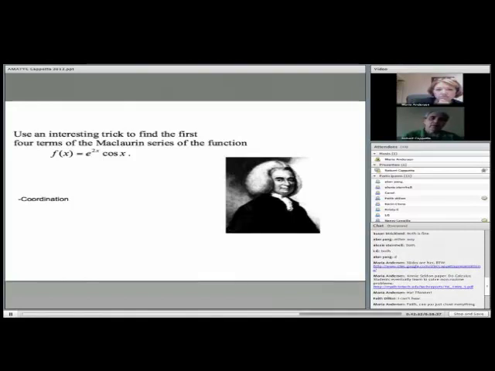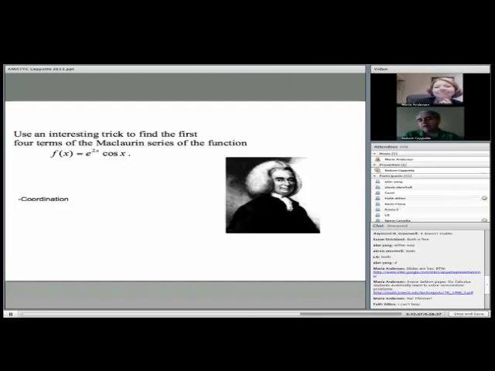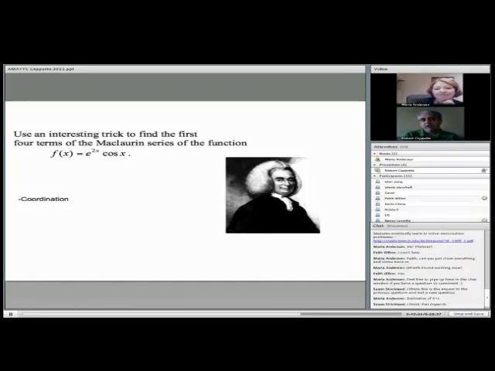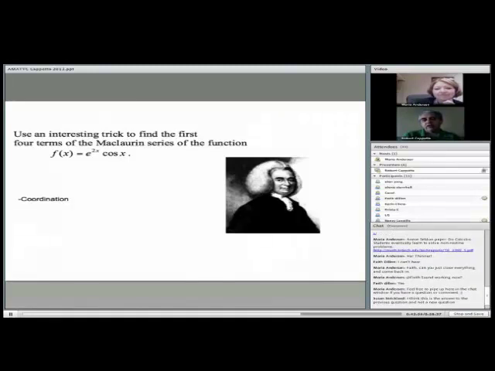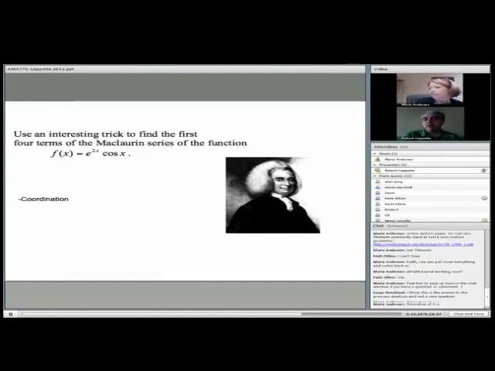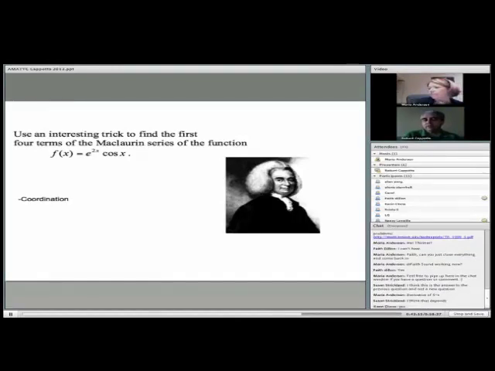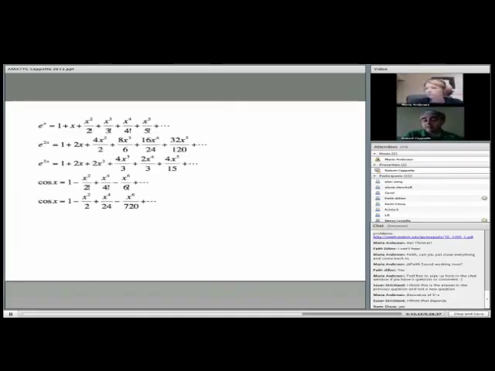Okay. A brutal problem would be to find the Maclaurin series for e to the 2x cos x. You're going to find first, second, third, fourth derivatives and look for trends. It's going to be miserable. But what we can do is we can get the first few terms of the e to the 2x series, the first few terms of the cos x series, and multiply. So let's look at that.